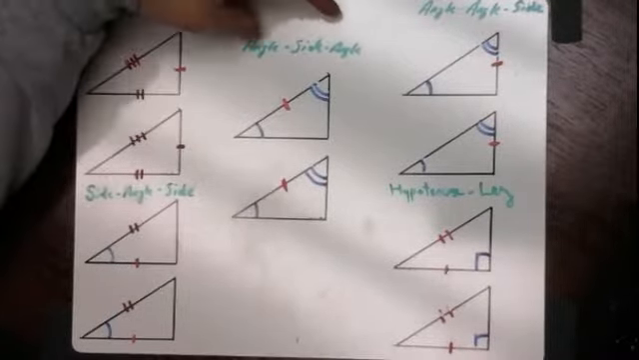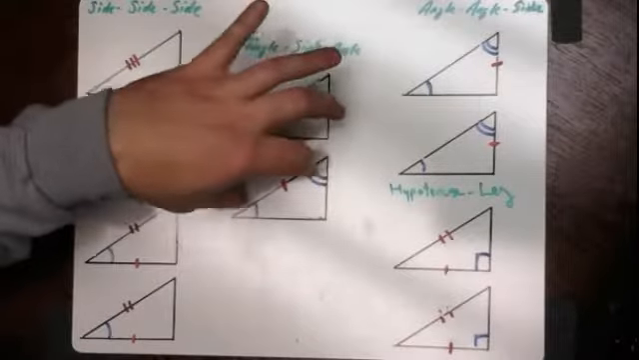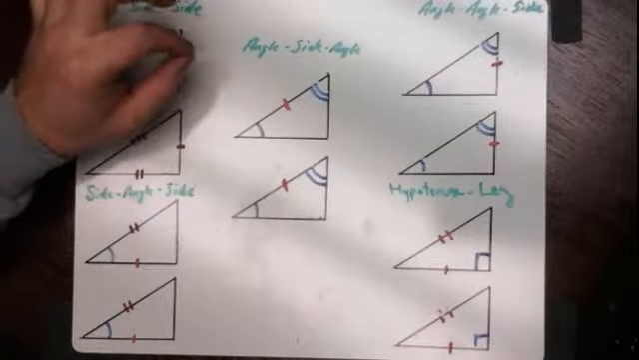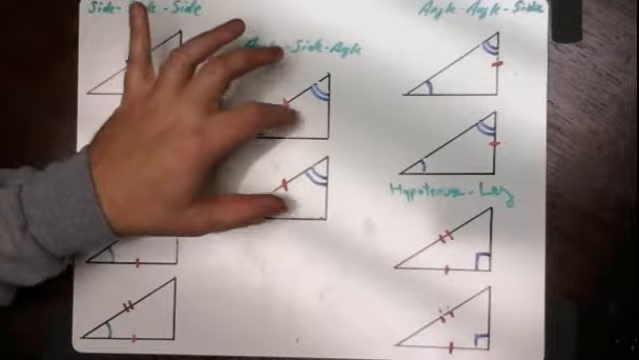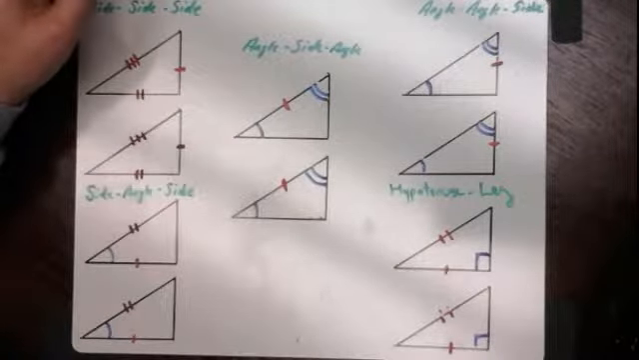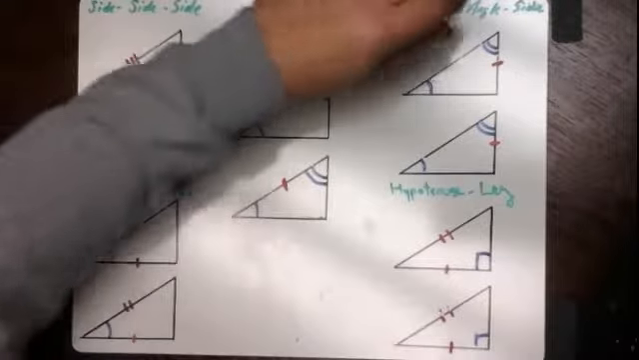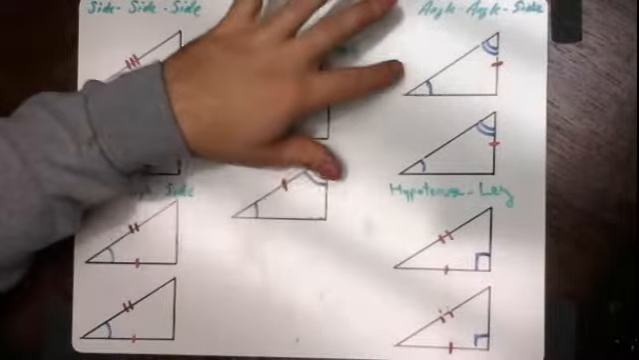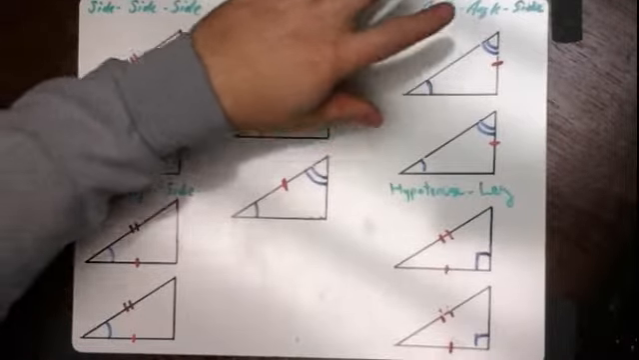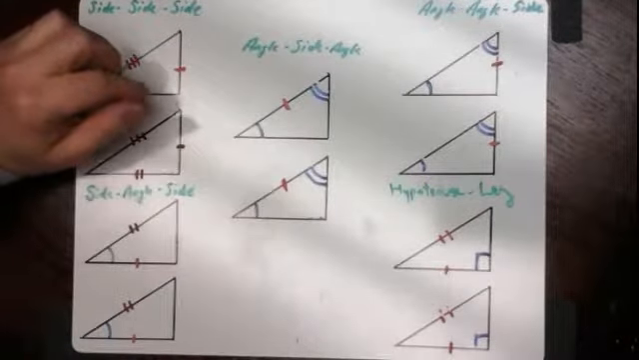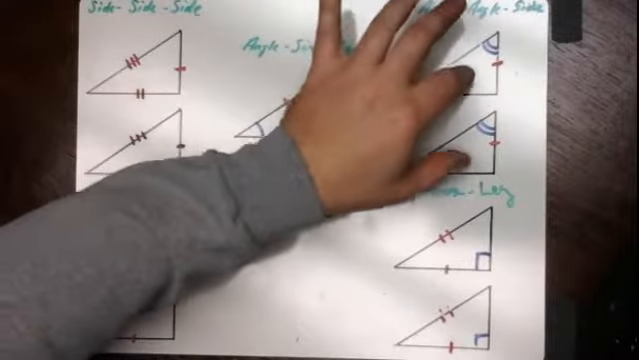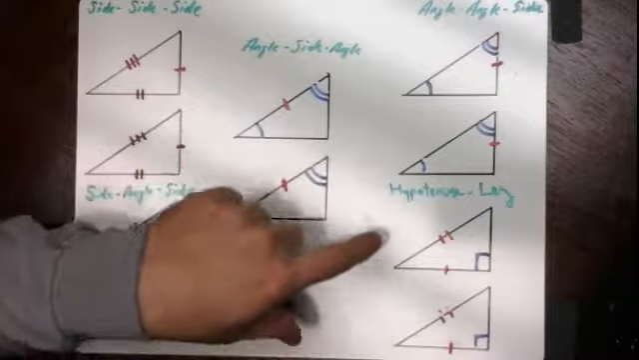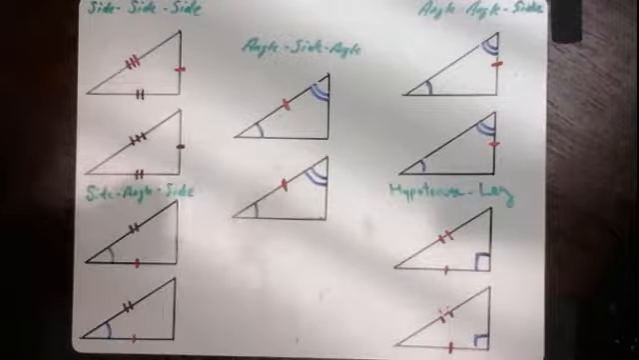We have angle, side, angle, where we have two pairs of angles and then a pair of sides included, or in between, two triangles, making them congruent. We have angle, angle, side, which is two pairs of angles, but the side is not included, making those triangles congruent. Then we have the one we're going to focus on today, which is hypotenuse leg.